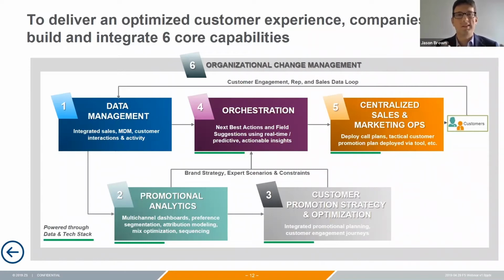But I'm just wondering, what does this look like in practice? Maybe Arun, I'll throw that one your way first. Yeah, I'd love to talk about it.